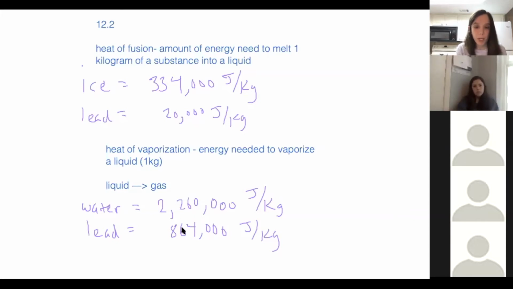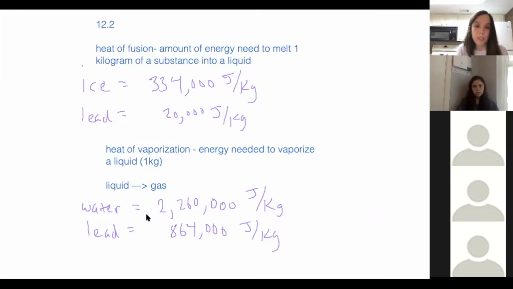And you can compare again, lead is a lot smaller than water, but lead still has a much greater heat of vaporization than it does for heat of fusion for the same reason. And so this would be at the boiling point. You know, for water, 212 degrees Fahrenheit, when you're at the boiling point, the needed energy to then go from that boiling point liquid to having it as a gas is 2,260,000 joules per kilogram of substance.